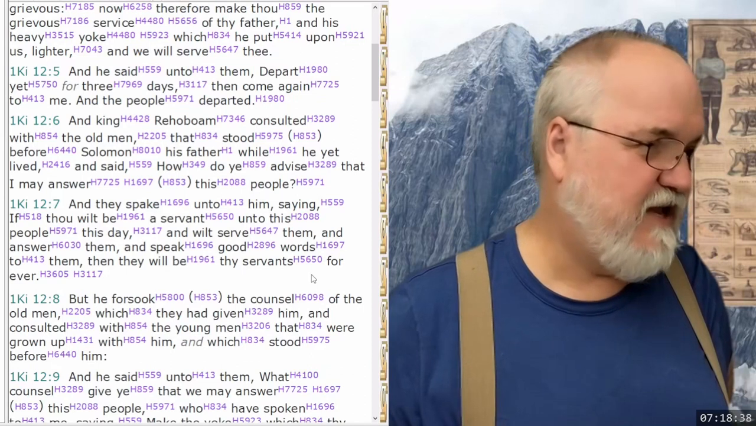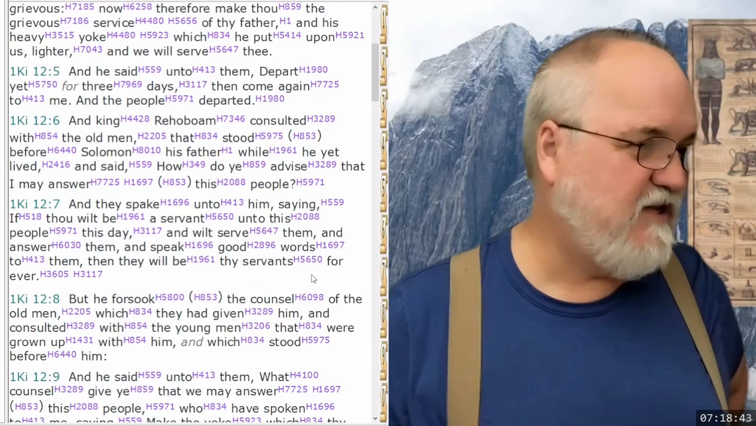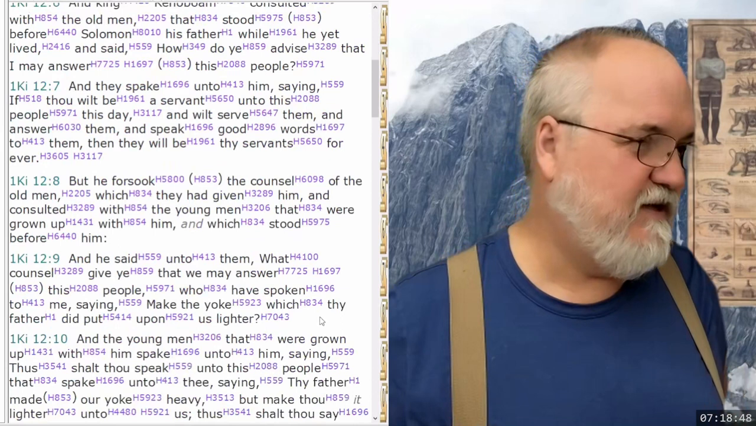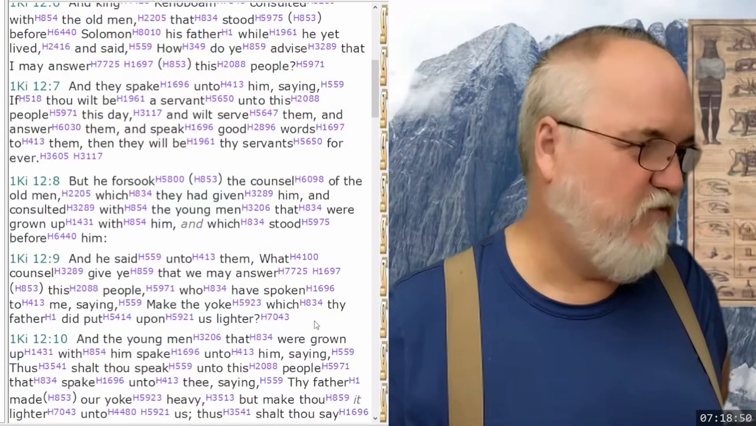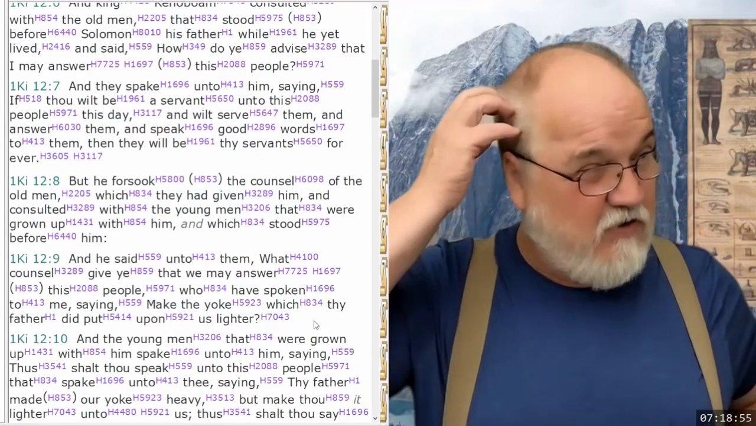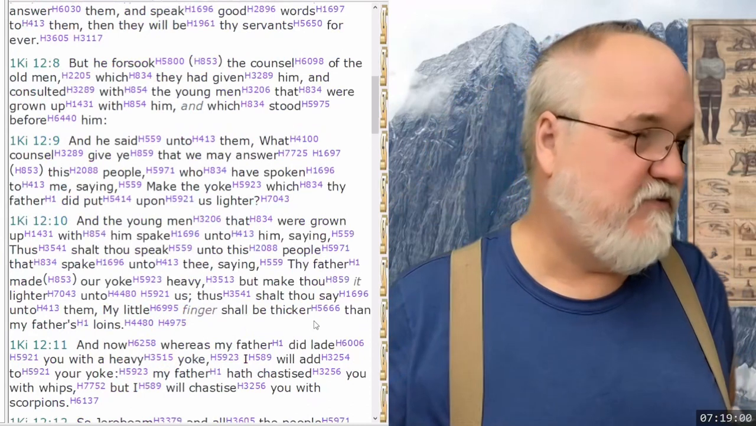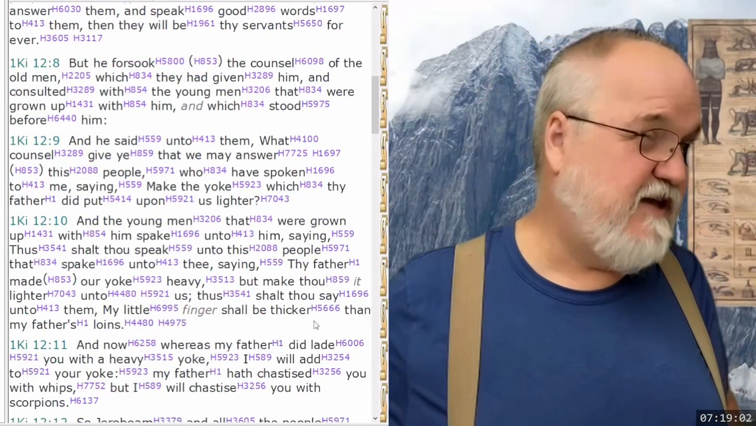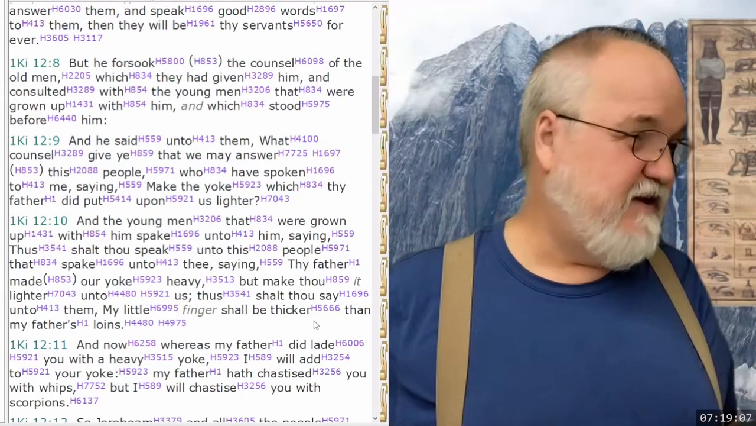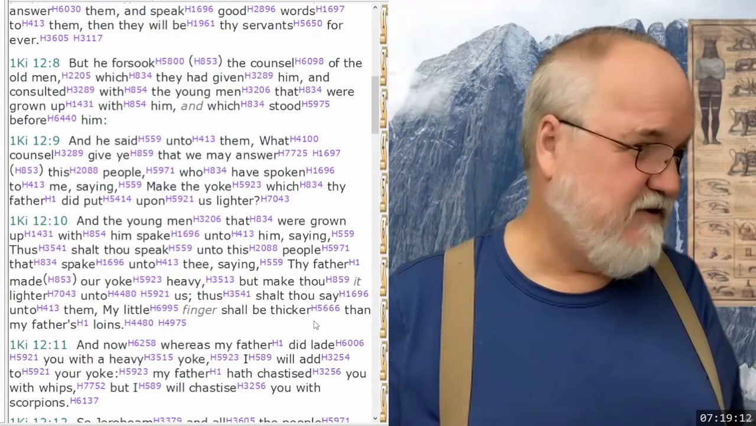But he forsook the counsel of the old men, which they had given him, and consulted with the young men that were grown up with him, which stood before him. And he said unto them, what counsel give ye that we may answer this people who have spoken to me, saying, make the yoke which thy father did put upon us lighter? And the young men that were grown up with him spake unto him, saying, thus shalt thou speak unto this people that spake unto thee, saying, thy father made our yoke heavy, but make thou it lighter unto us.